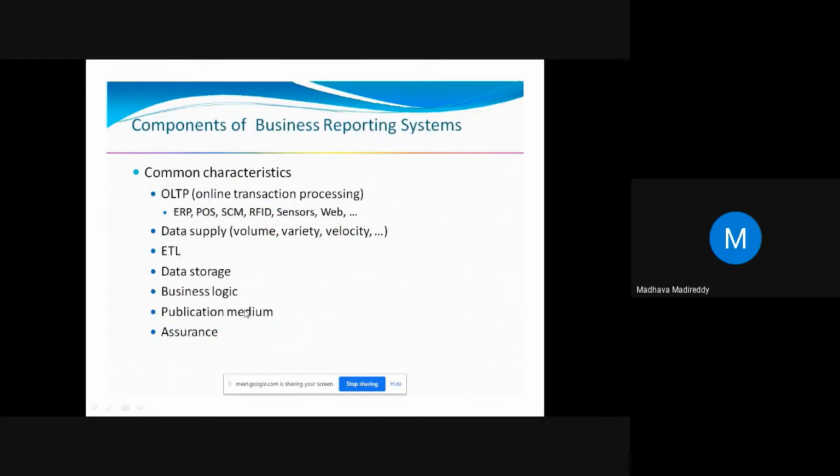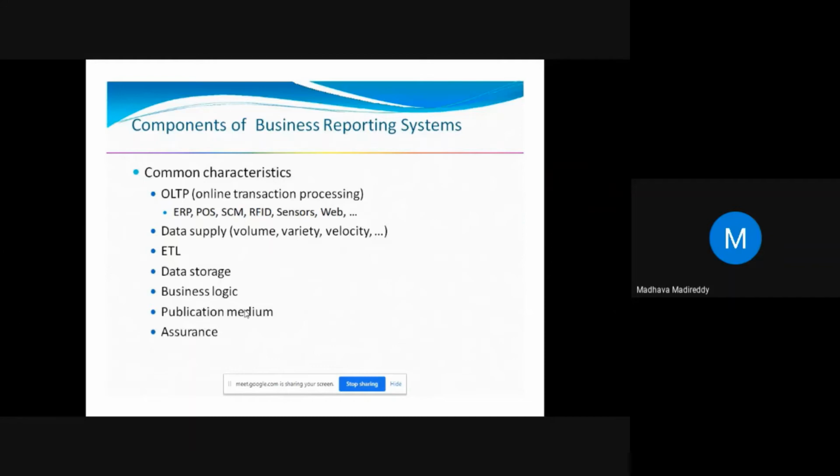Now let's look at the common characteristics and the components of a business reporting system. We talked about in the previous class the OLTP, online transaction processing, so basically enterprise resource planning. Anything that happens online, we can do the transaction. We can use that transaction as a report. Like for example, you buy something from Amazon, so a report is generated that your purchase was made, a purchase order was created. So that is basically online transaction processing.